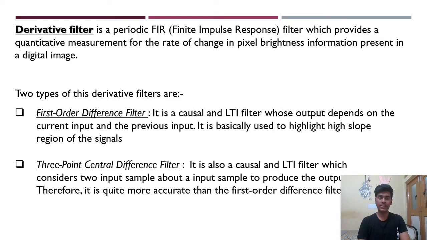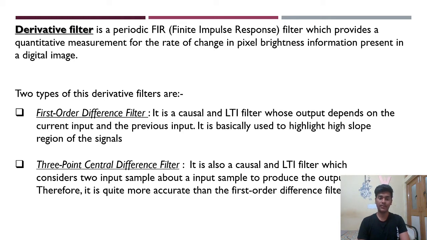Now coming to the derivative filter. The derivative filter is a periodic finite impulse response filter or FIR filter which provides a quantitative measurement of the rate of change in pixel brightness information present in a digital image. So basically it functions as a high pass filter which is used to allow high slope portions of a signal.